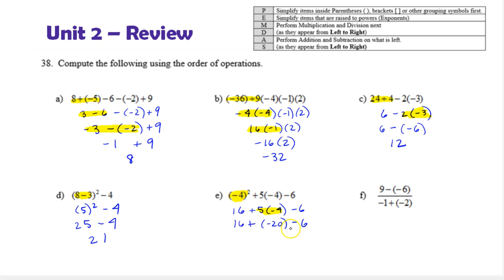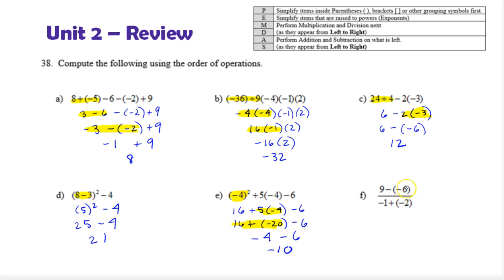Now we have addition and subtraction, so we perform them left to right. So first we do the addition. 16 plus negative 20 is negative 4 minus 6. And now we do our last operation as subtraction. This is the same as negative 4 plus negative 6, which is negative 10.